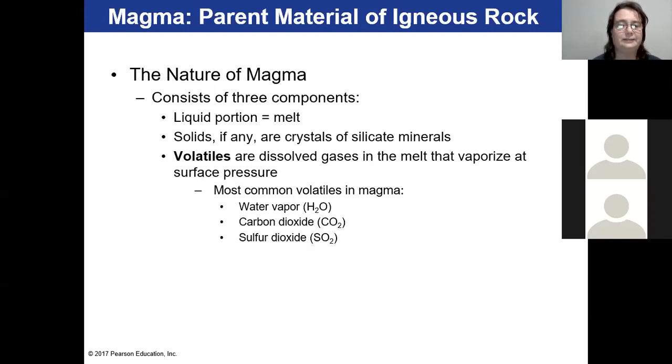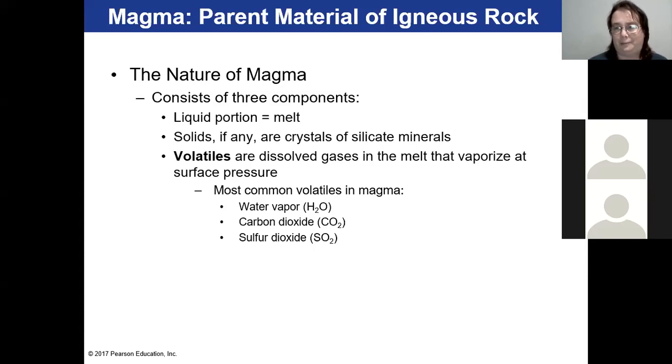So magma contains three components: a liquid portion, which is called the melt, some crystals, some solid silicate minerals floating around, and most important, dissolved gases, which are called volatiles. If you think of magma as kind of like oatmeal, you've got the oatmeal grains in there, then you've got the liquid, and then the water vapor steam coming off your oatmeal. So the dissolved gases are literally dissolved in the magma.